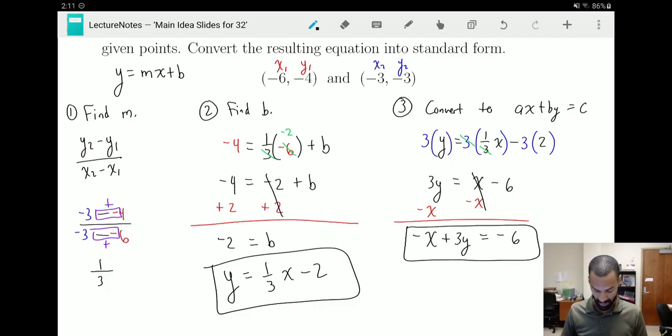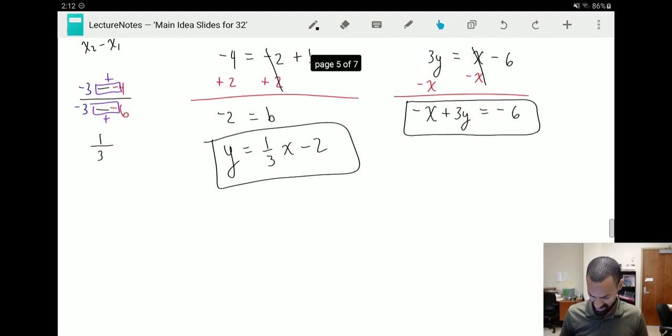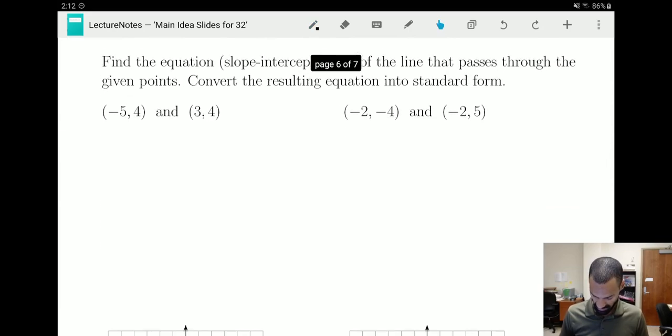Okay, so yeah, that'll do it. So y equals mx plus b, slope-intercept form, is y equals 1/3 x minus 2. That exact same equation, just rearranged, is negative x plus 3y equals negative 6. If you plug in this pair of x and y into either equation, or if you plug in this other pair, x and y, into either equation, you will get a true equation either way. Okay, that was complicated. Let's get to a few more.